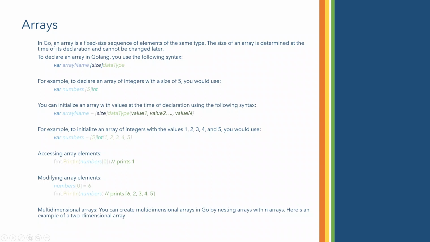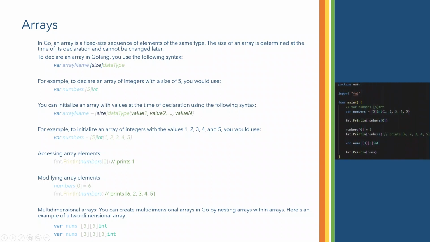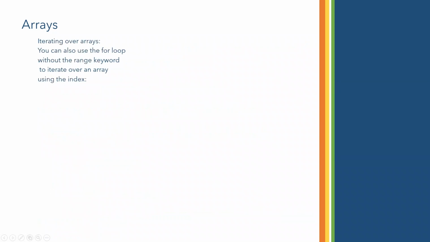And also you can declare multi-dimensional arrays by nesting arrays within arrays. For example, here nums of 3 and 3, these are the sizes of a 2D array, and also you can declare a 3D array like this, where nums of 3, 3, 3 size of type integer. We'll see that sample code in a minute.